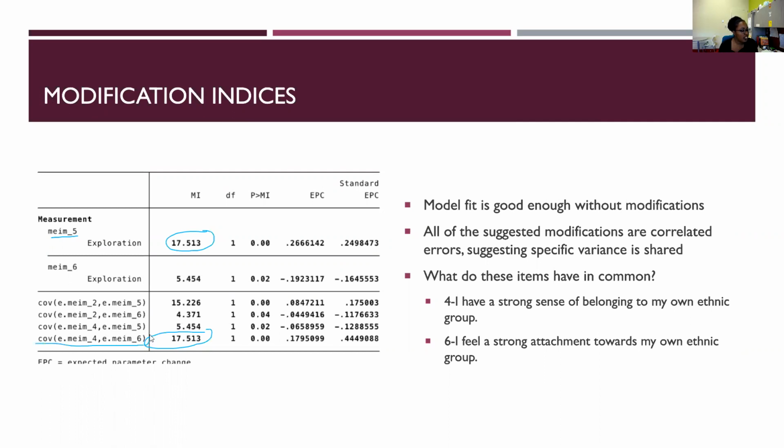The other thing down here is allowing a covariance between the error terms of mean 4 and mean 6. Now, this is something that we can actually consider. This is suggesting that there is some variance that is shared between these two items. So what are these two items? One is I have a strong sense of belonging to my own ethnic group. The other is I feel a strong attachment towards my own ethnic group. So there are some similarities, but is that similarity more than what you would just get from the fact that they're both exploration, both commitment items?